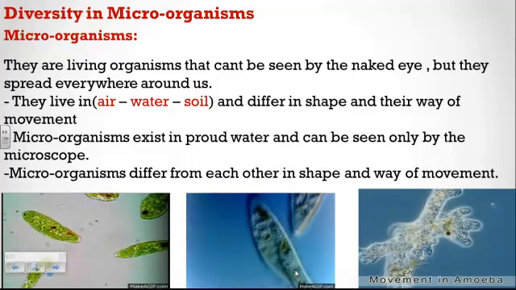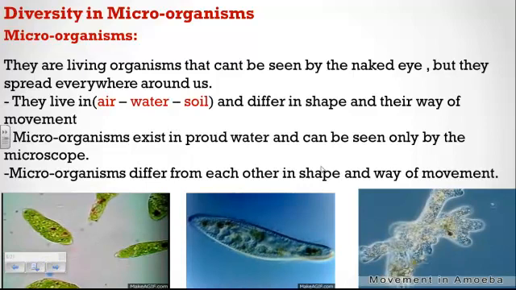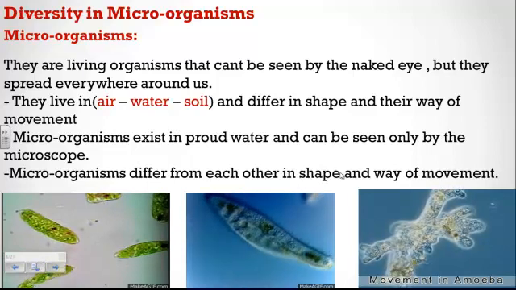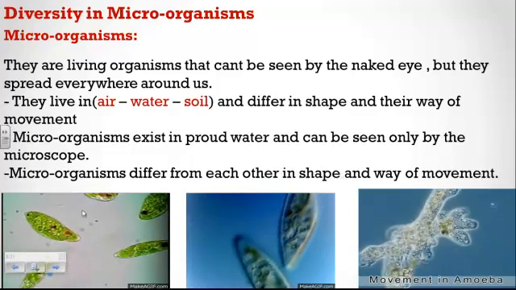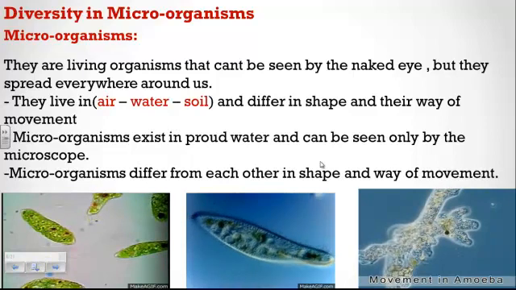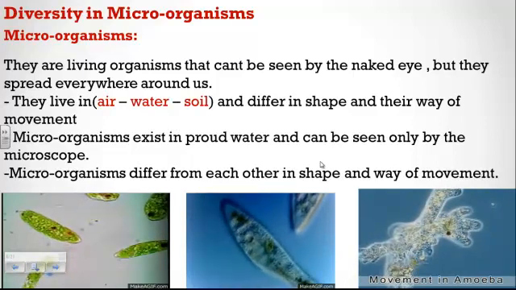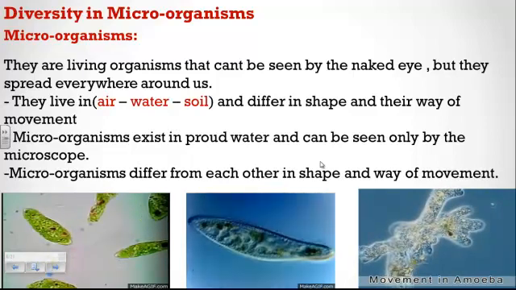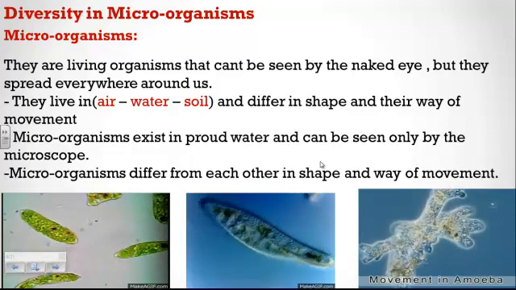They are different in the shape and the way of movement. Like this one, you can find here three: Paramecium, Euglena, and Amoeba. They are different in the shape. They are not the same. Also, they are different in the way of movement.